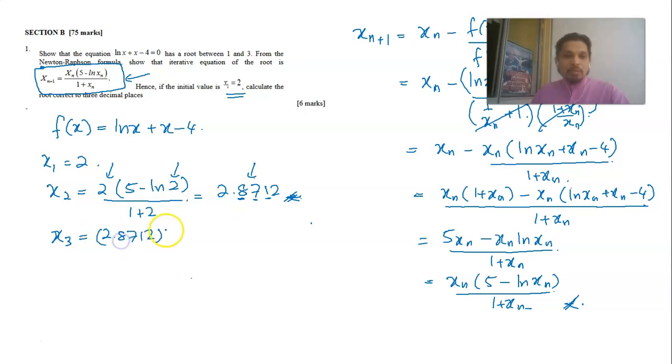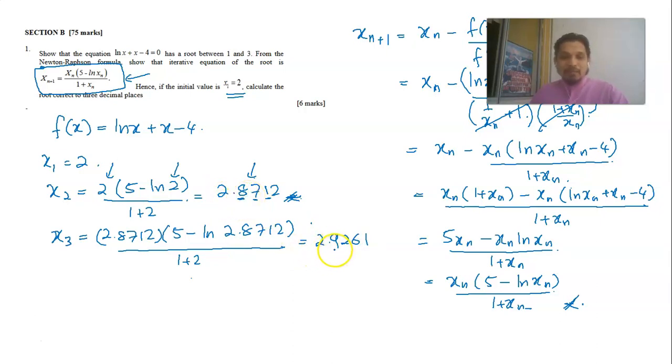2.8712. 5 minus natural log of 2.8712 divided by 1 plus 2. And this gives you 2.9261. So look at this. Now x2 is 2.8 and x3 is 2.9. Of course, exactly they're not the same. Okay, so this is not the answer that we're looking for then.